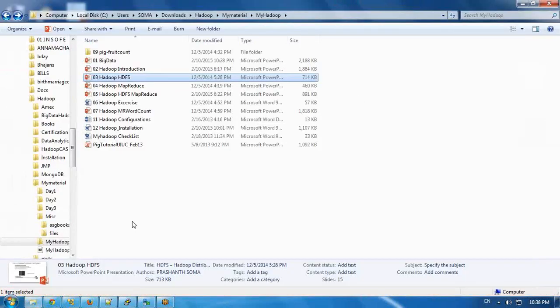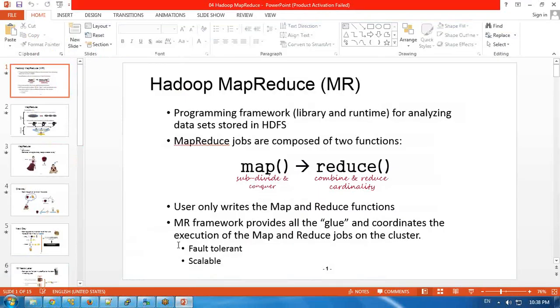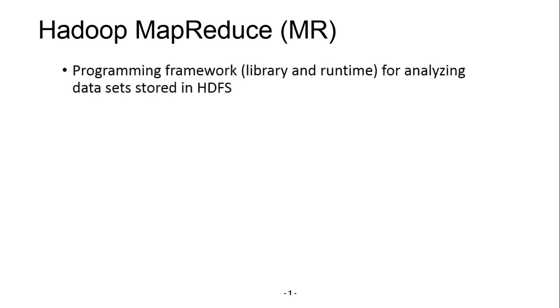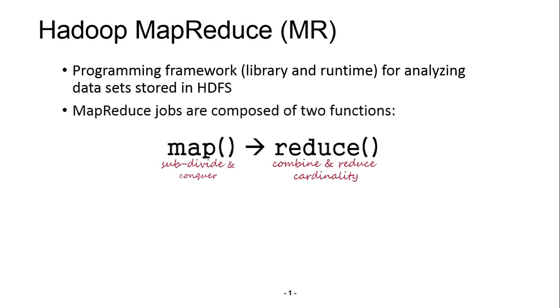I'll quickly go to MapReduce. So MapReduce is a programming framework which works on HDFS. It removes the burden of distributed computing from the developers. Earlier, with distributed computing, developers were supposed to write how the tasks have to be split and then moved to different systems. But with the advent of MapReduce, it takes care of this.